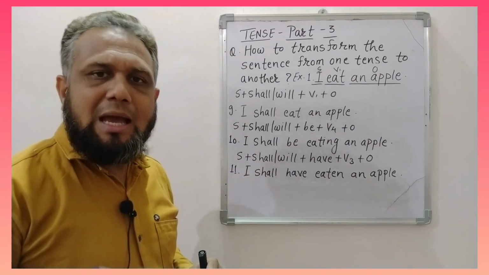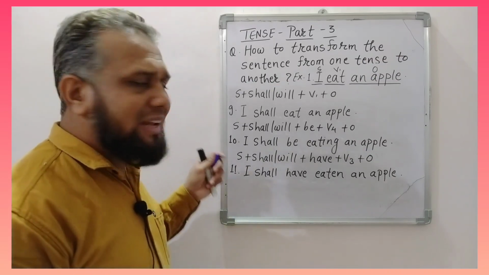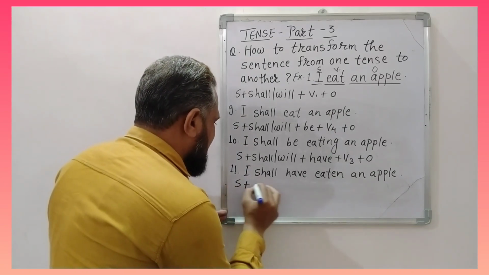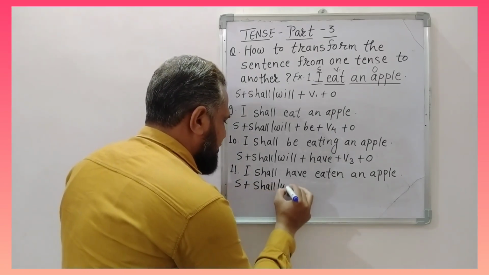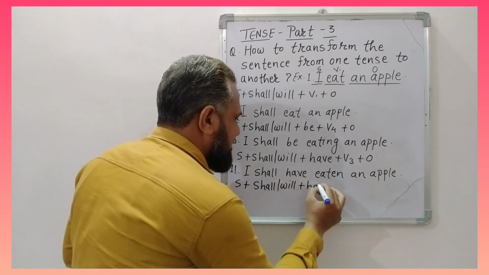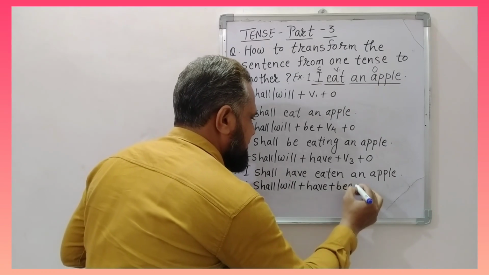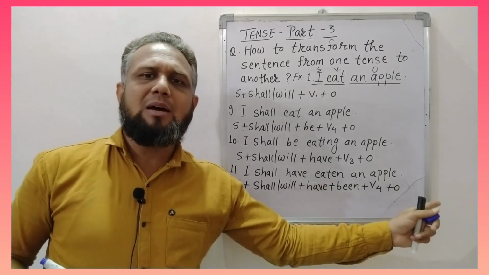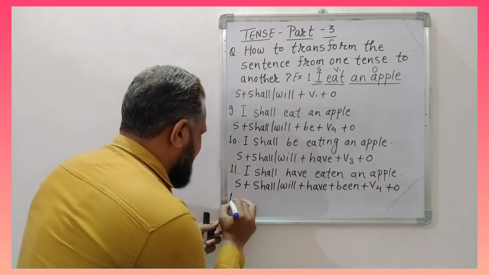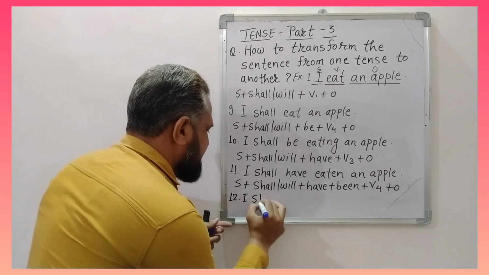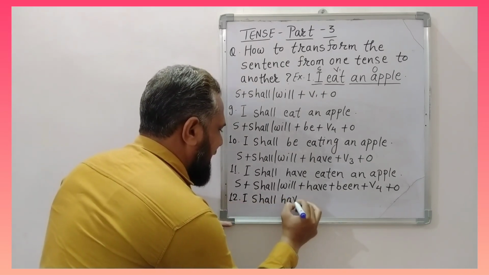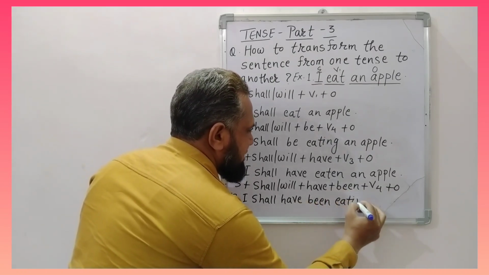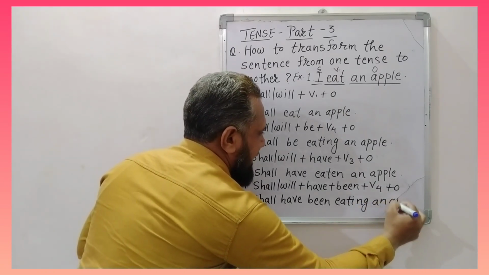And if you want to transform this into the last tense, that is future perfect continuous tense, then the formula is subject plus shall or will plus have plus been plus V4 plus object. This is the longest formula in 12 tenses, and the sentence will become I shall have been. The fourth form of verb eat is eating, and object is an apple.